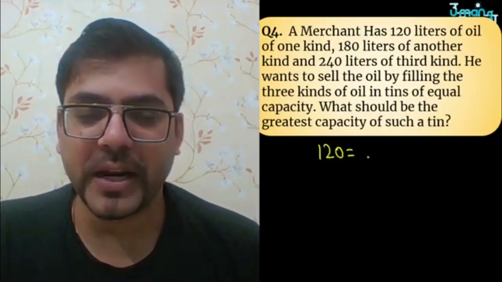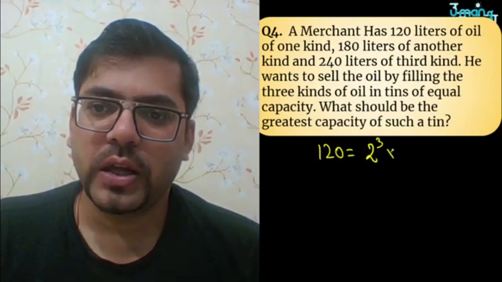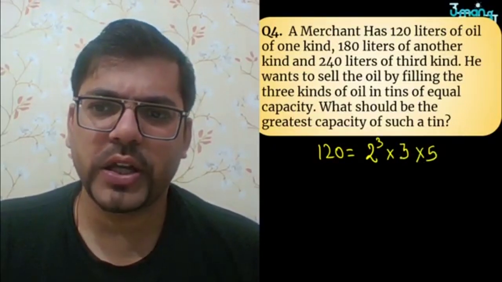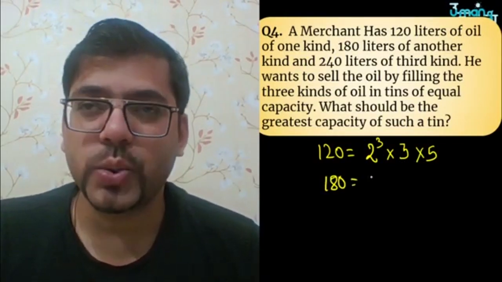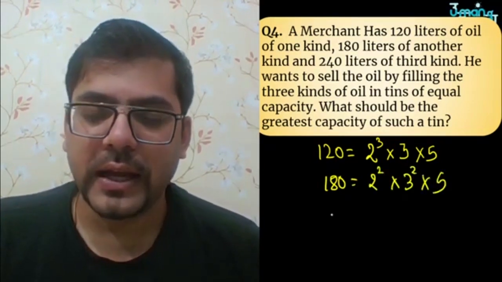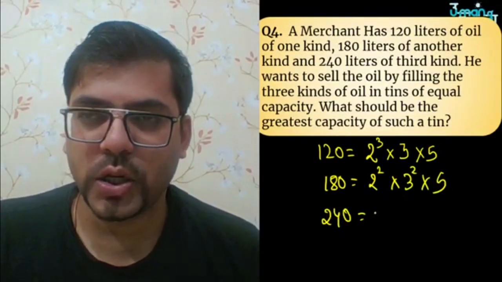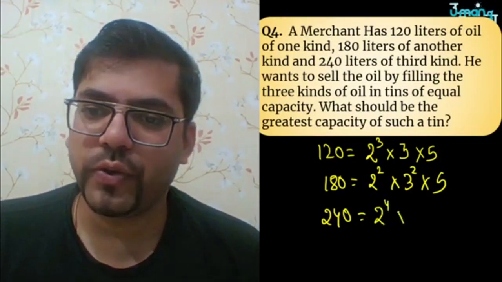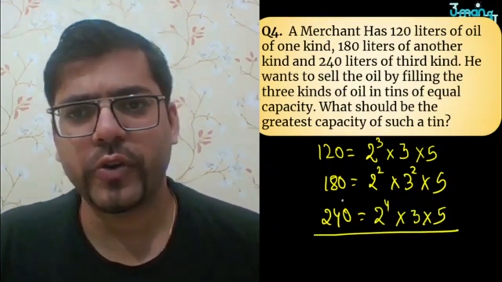So first of all, the prime factorization of 120, if I'm not wrong, is 2 raised to power 3, then 3, and then 5. 8 fives are 40, 3 is 120, yeah, correct. And if I talk about 180 in the same fashion, 2 square into 3 square into 5. And thereafter 240 is 2 raised to power 4, then 3, and then 5. So this is the prime factorization of all these three numbers.